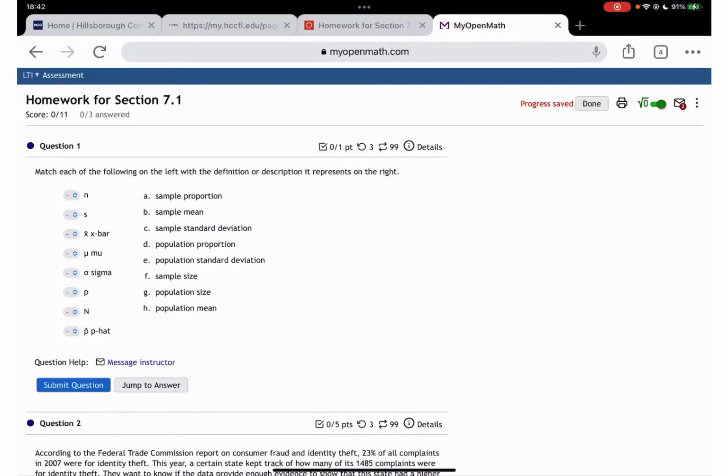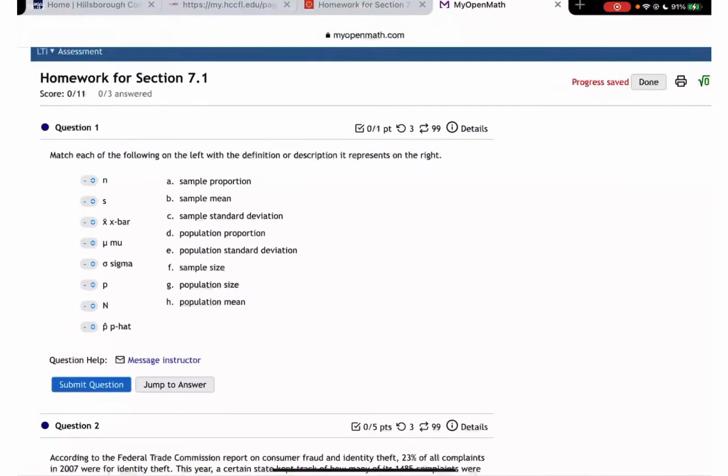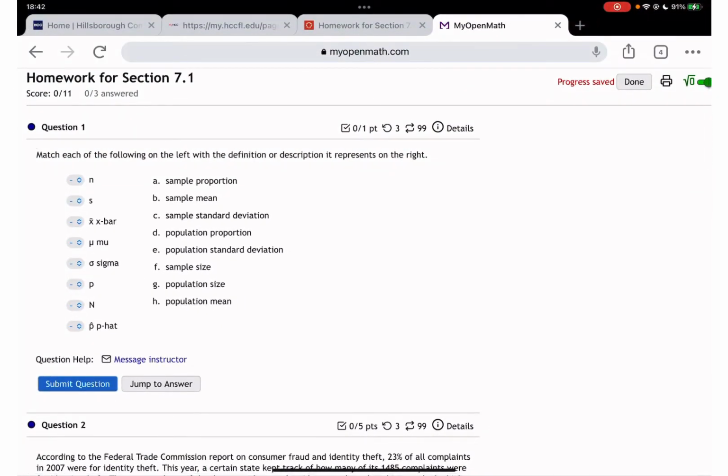Homework for section 7.1, question number 1. This first question is a definition. Practically, we need to match each of the following on the left with the definition or description it represents on the right. I like this exercise because it helps you to learn which variable means what.